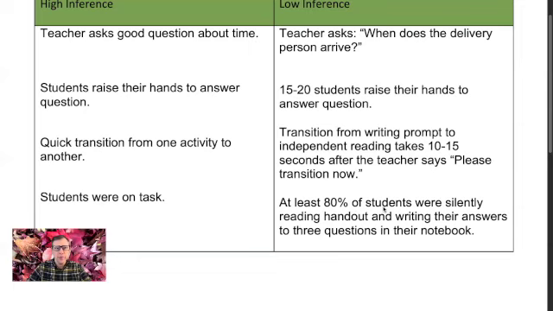Again, in the third example, a quick transition. What does that mean? It's better to provide low inference notes that describe how long that's actually taking. And one of the most common notes we see is students were either on task or off task. What does that mean? We need to be more specific and more low inference. So in this case, at least 80% of students were silently reading a handout and writing their answers to 3 questions in their notebook. It's very specific about what the students are doing.